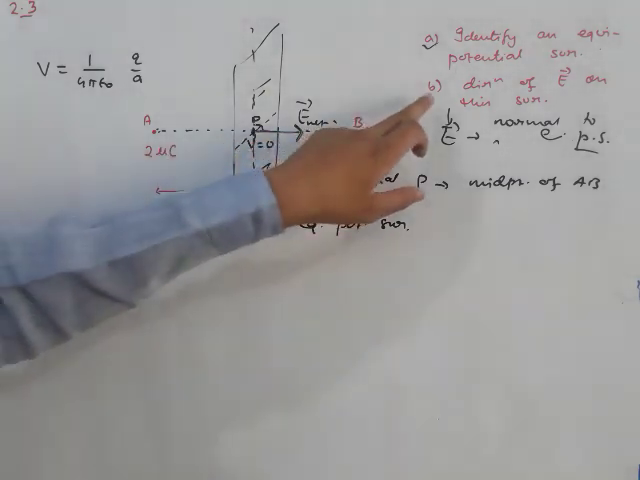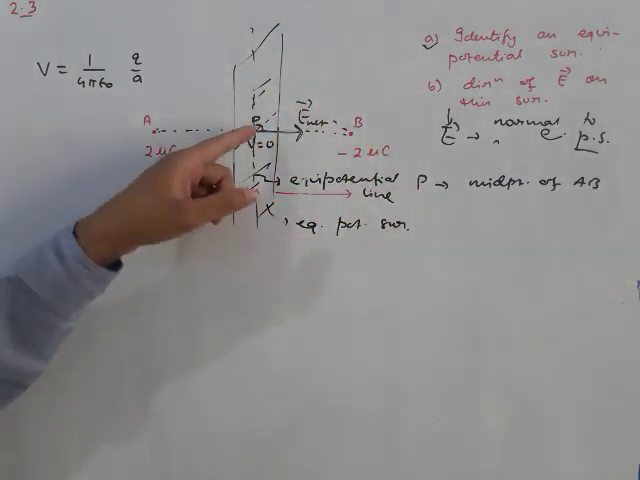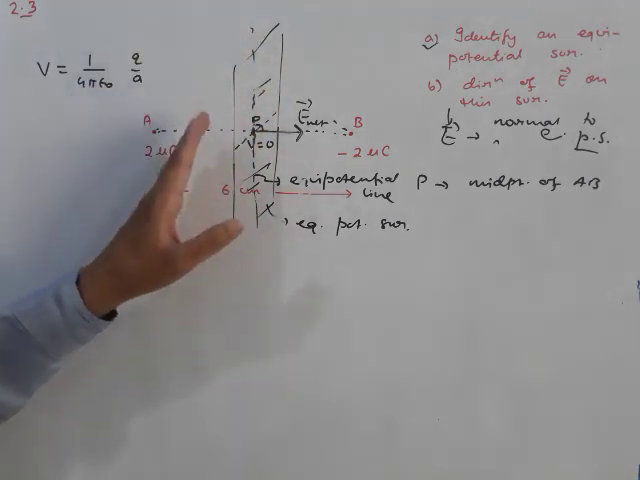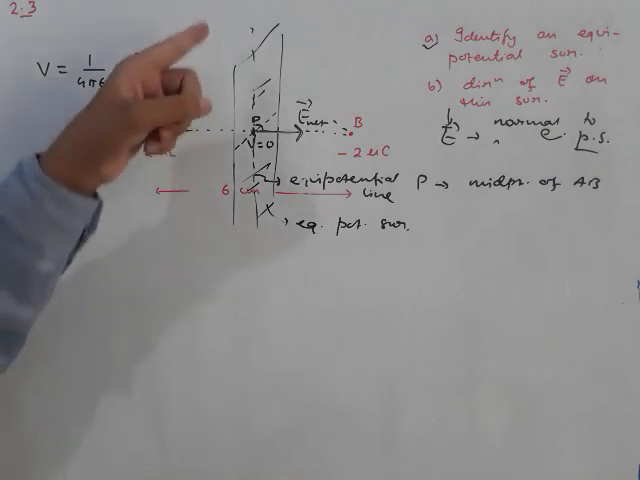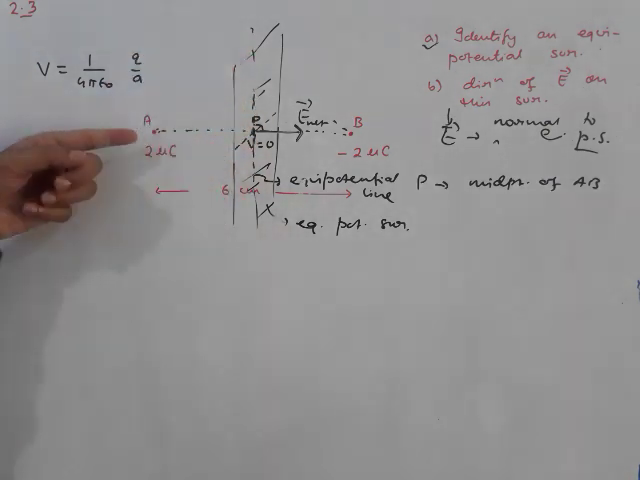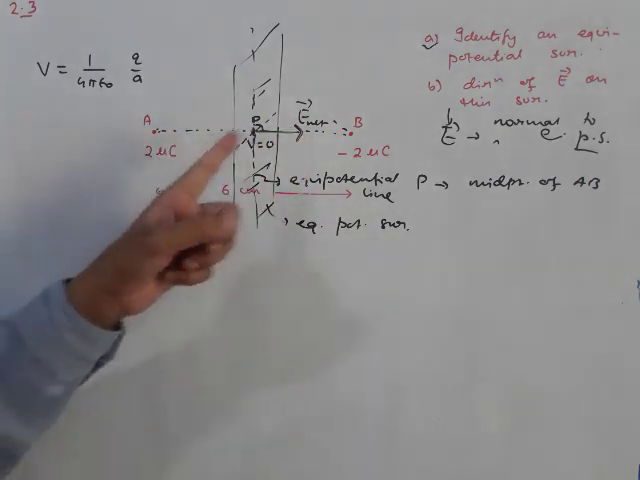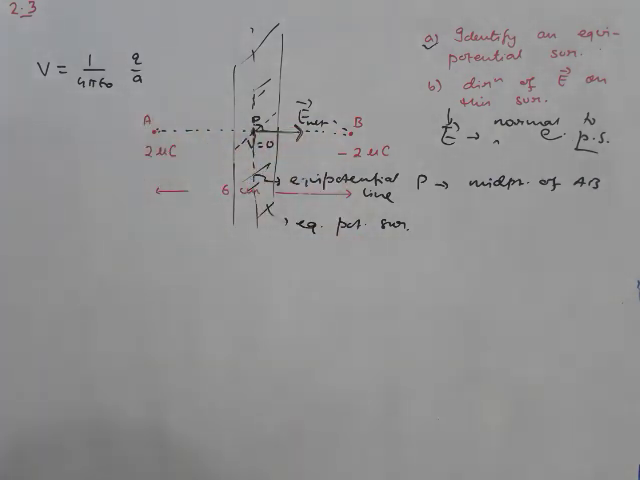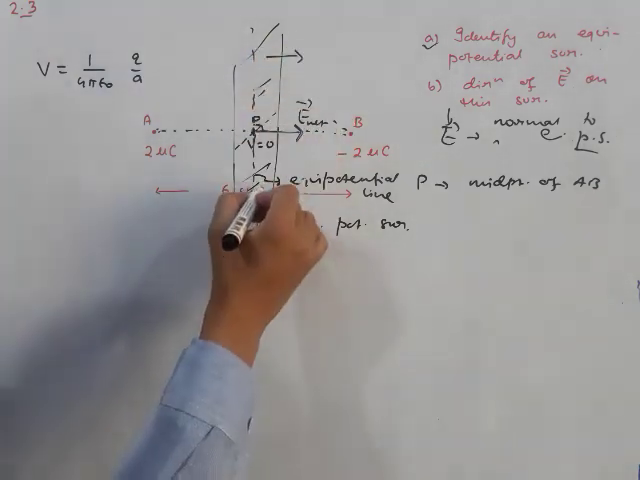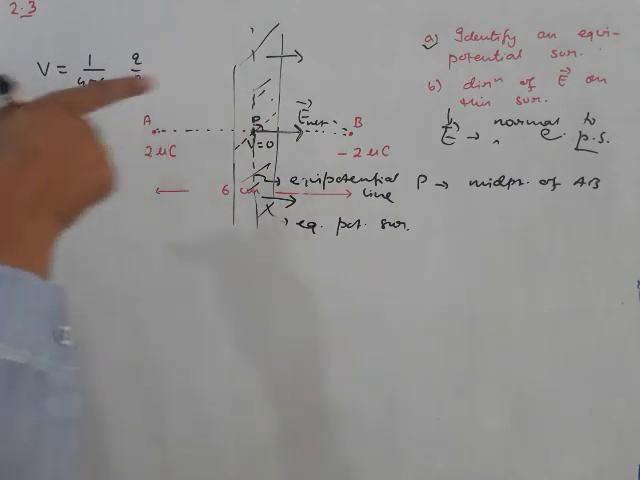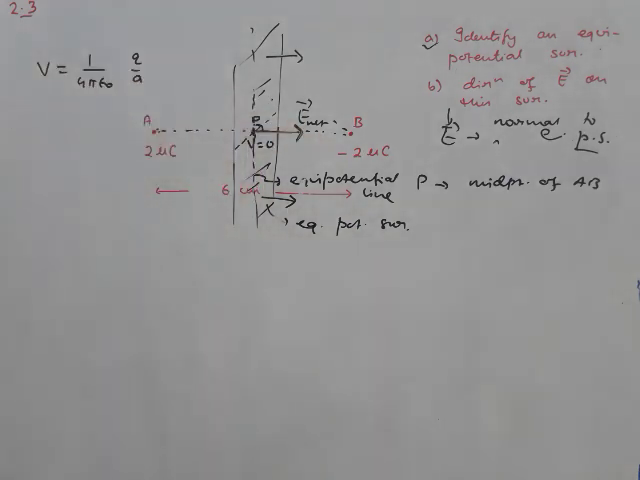So what will be the answer to the second part? The direction of electric field at any point on this equipotential surface will be normal to the equipotential surface along the line joining AB, directed from the positive charge to the negative charge. That means at this point the electric field will be like this, at this point the electric field will be like this, and so on. At any point the electric field will be directed from the positive charge to the negative charge. This is the answer to this particular question.